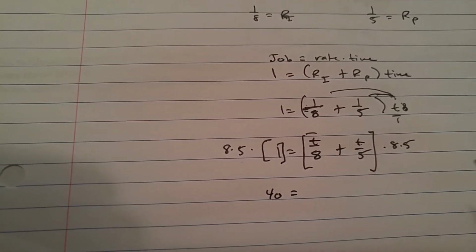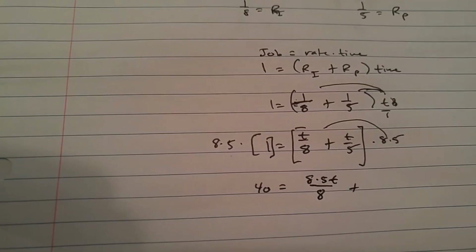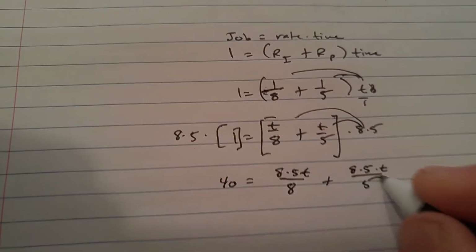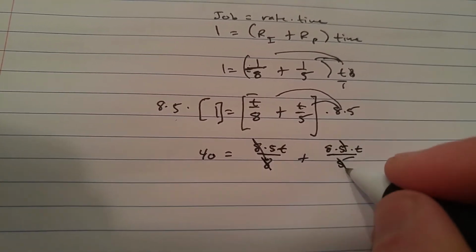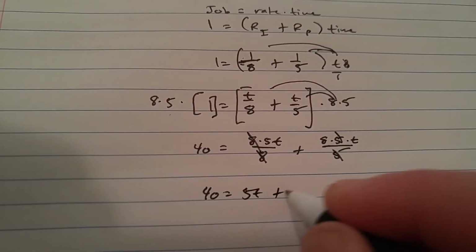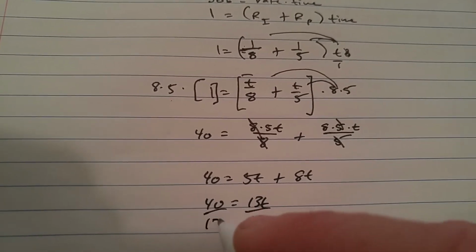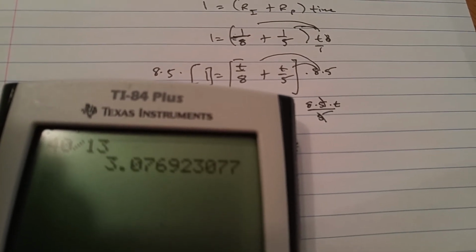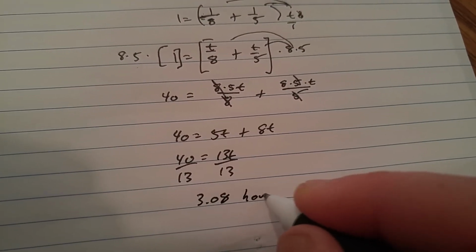But we can set it up like this. So 8 times 5 times 1 is 40. This is going to give me 8 times 5t over 8. There's a reason I don't want to call it 40, so just hang in there with me. This one I'm going to call 8 times 5 times t over 5. So if I don't go ahead and multiply the numerator, you can see this is going to cancel here and this is going to cancel here. So I have 40 equals 5t plus 8t. So 40 equals 13t. So the time that it will take them is we'll just call that 3.08 hours. 3.08 hours if they work together.